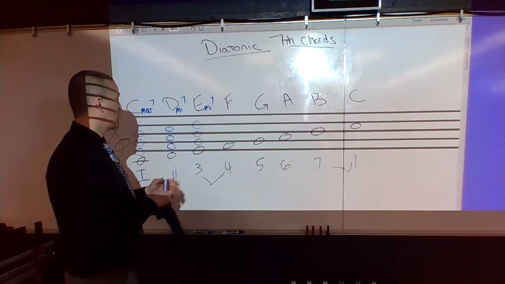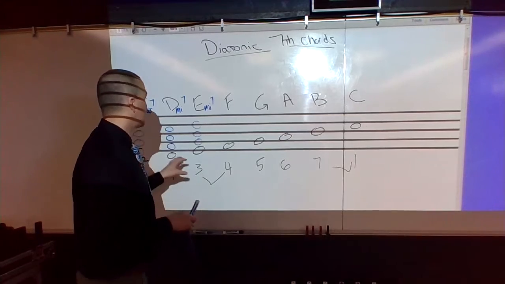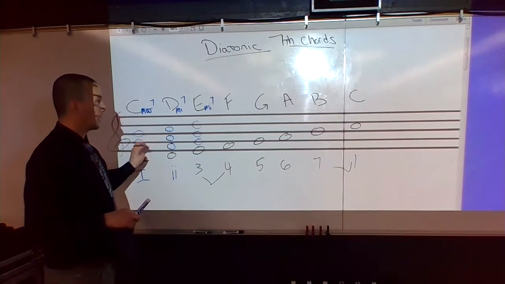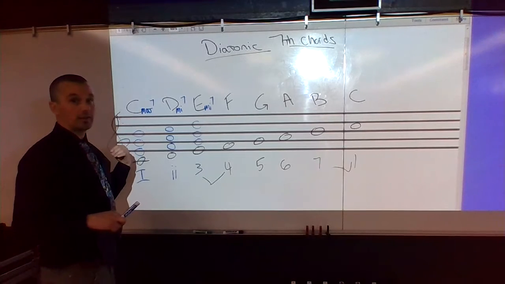Okay? Then I move to my F. Now you notice that I'm not changing anything in here, right? I'm not adding a sharp anywhere. I'm not adding a flat anywhere. If I did that, I would no longer be in the key of C.